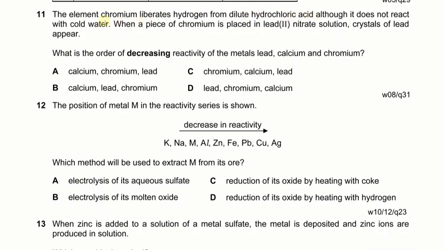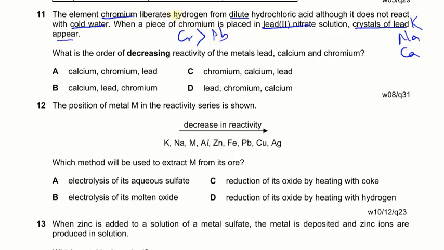Liberates hydrogen, that means chromium is a reactive metal and reacts with dilute acid but does not react with cold water. Remember, sodium, potassium, and calcium are the three metals that react with cold water in the reactivity series. When a piece of chromium is placed in lead nitrate, crystals of lead appear. What does it mean when crystals of lead appear? That means there is some reaction going on, which means chromium is more reactive than lead. So you can say chromium is more reactive than lead.